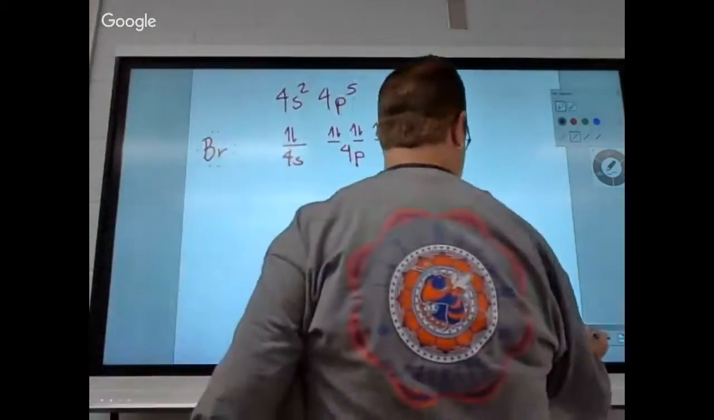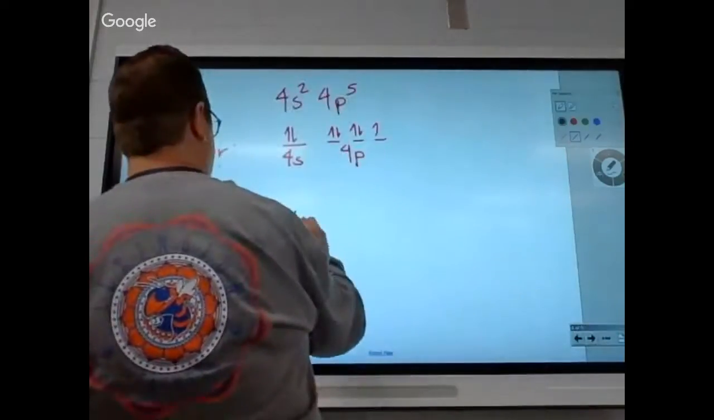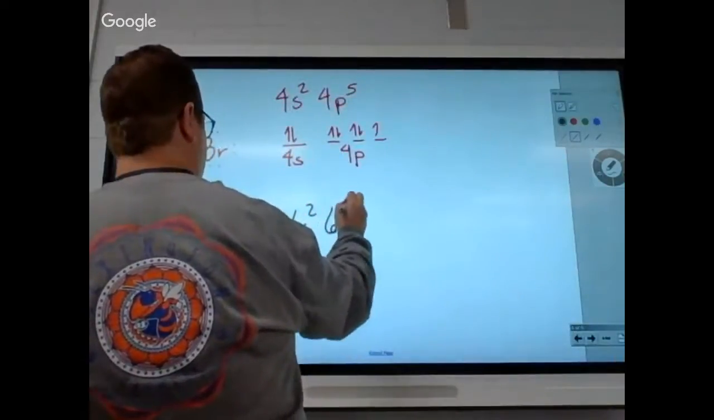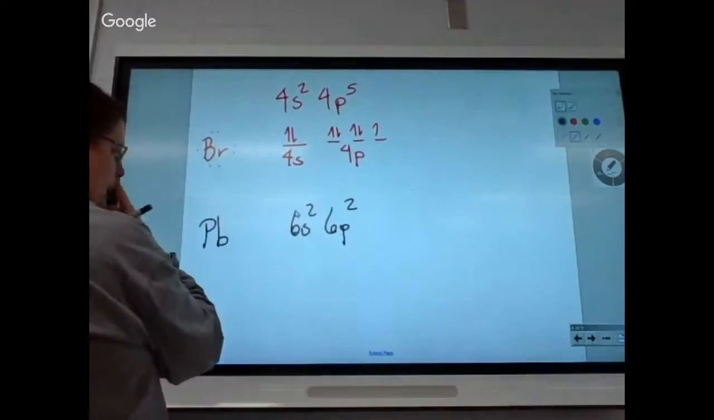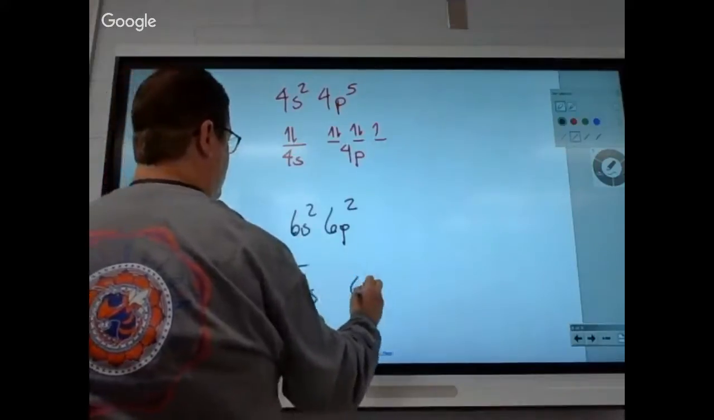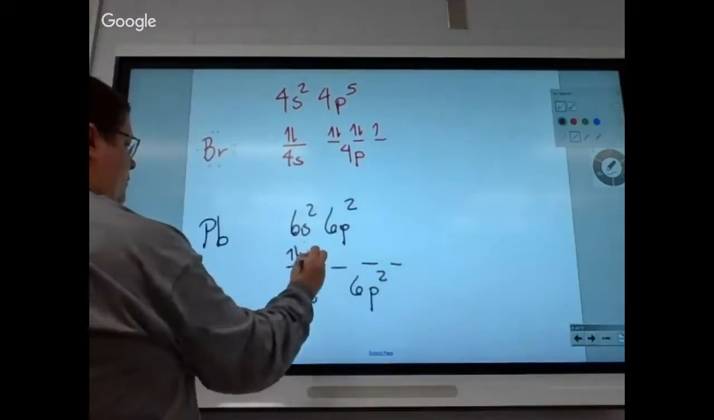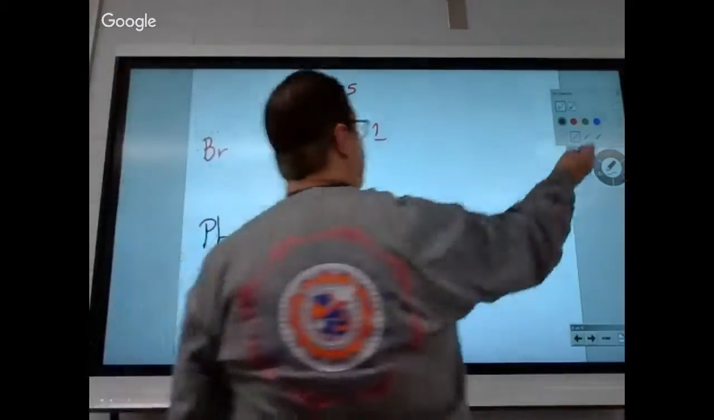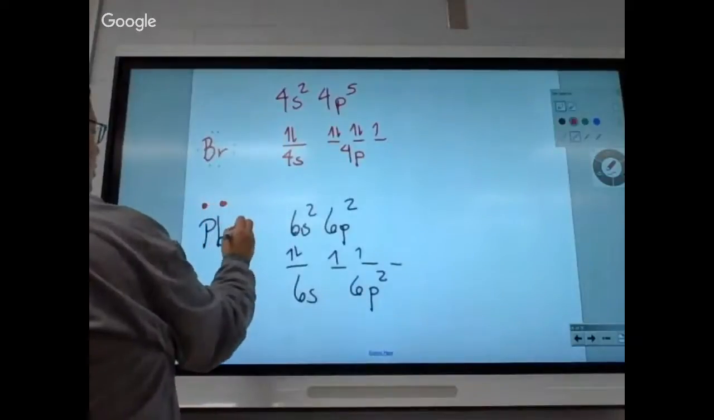All right, and the last one, lead. 6s2 and 6p2. All right, so what would 6s2 look like? Okay, a pair. And 6p2, 2 singles and an empty. So I would have 2, a 1, and a 1.